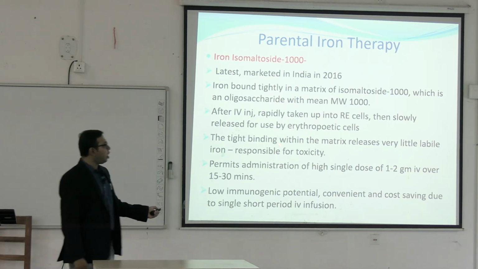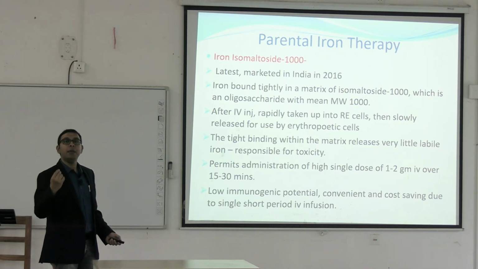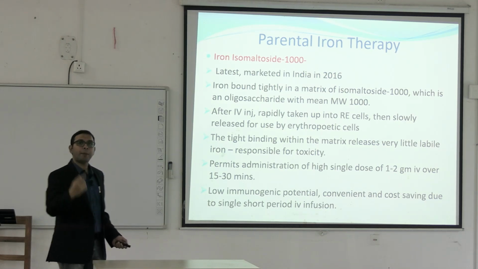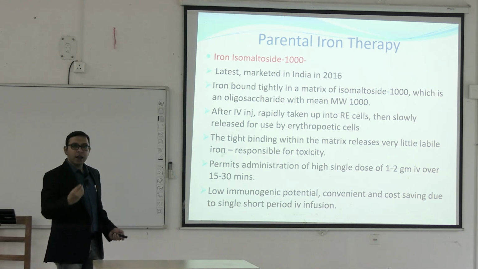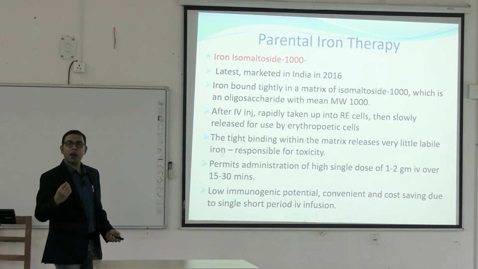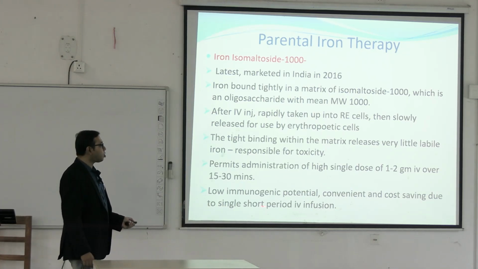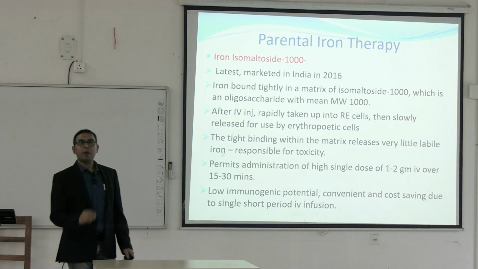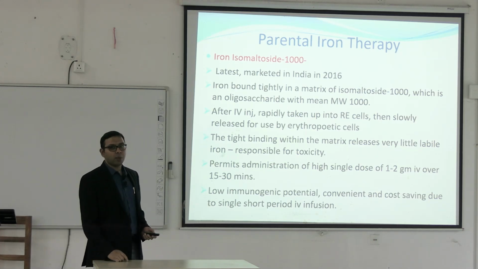Okay. So you can see a high single dose of 1 to 2 gram, whereas previously 100 milligram was given. Here 1 to 2 gram IV can be given once at a time, and it will be released very slowly in our body, so that there will be very less toxicity. Low immunogenic potential, convenient and cost saving due to single short period IV infusion. But the only problem is the cost now with the iron isomaltoside and ferric carboxymaltose.